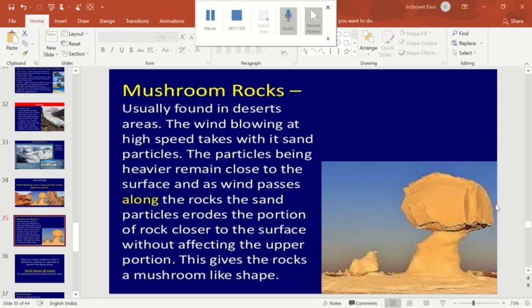In this picture you can see a mushroom rock. So, how is it formed? The lower part of this rock came in the course of the dust storm. So, the particles of the dust storm eroded the lower part of the rock, but because the upper part was not eroded, the shape made by the erosion of the lower part seems to be a mushroom. So, this kind of rock is known as mushroom rock. They are found in the desert areas.